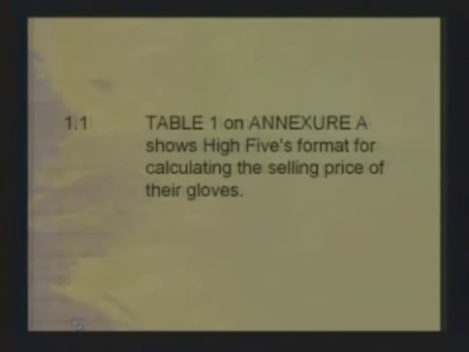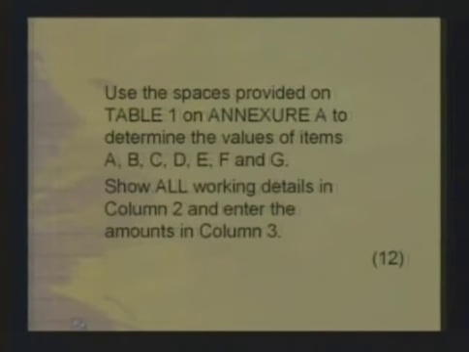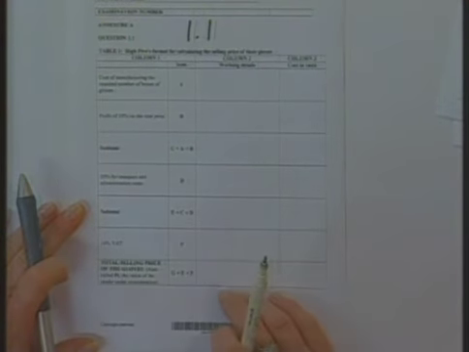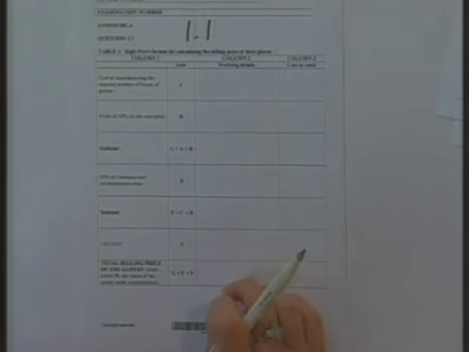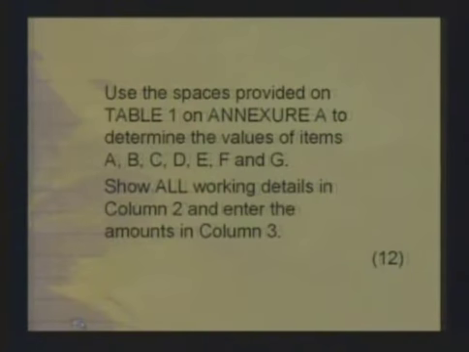Okay, so the first question here says, Table 1 on Annexure A shows High Five's format for calculating the selling price of their gloves. So you need to go and have a look at Annexure A. And if you have a look here, you'll see here's our Annexure A, and it's got all the ways of basically how we're going to be doing it. Now, it says, use the spaces provided on Table 1 on Annexure A to determine the values of items A, B, C, D, E, F, and G. Show all your working details in column 2 and enter the final amount in column 3.